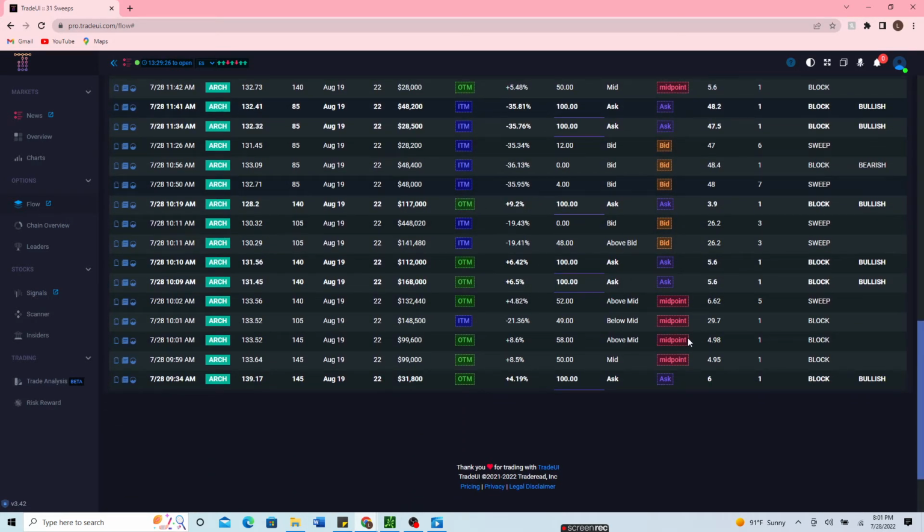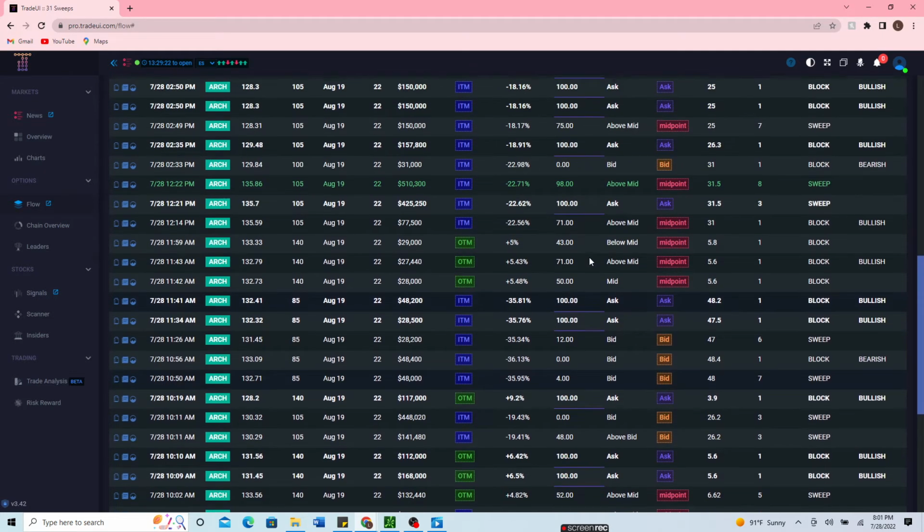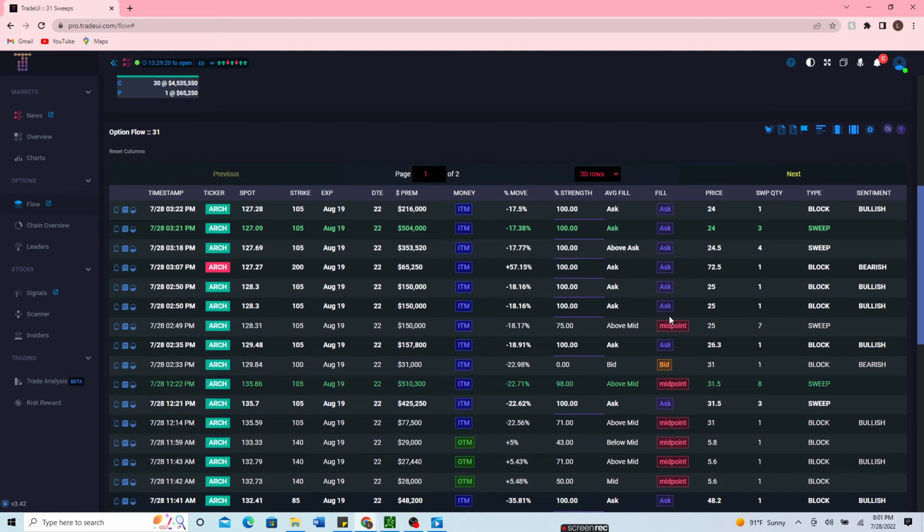Overall, I see a couple of midpoints where you've got to be a little neutral. However, overall, I do see a lot of asks and not necessarily as many bids. So this is a potential play that we could be looking at here. You do have to be careful. I see one ask for a put that's deep in the money at 200, but it's a small position, 65,000, so I'm not really worried about it.